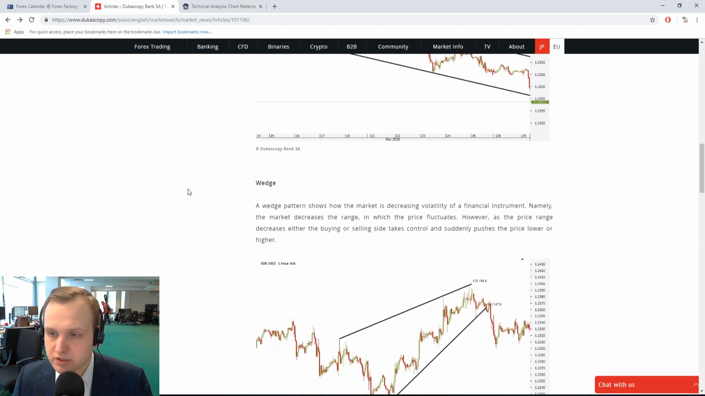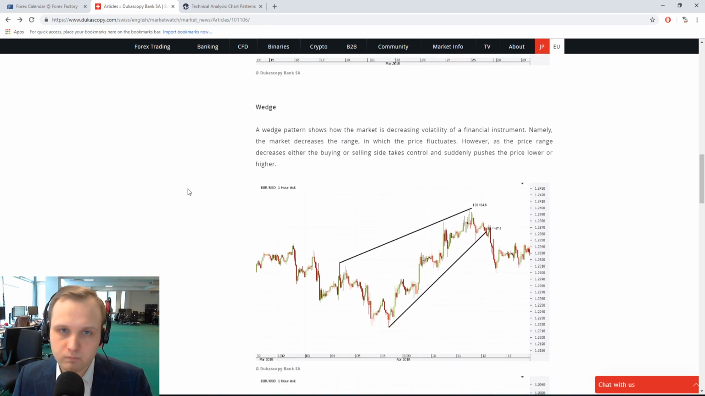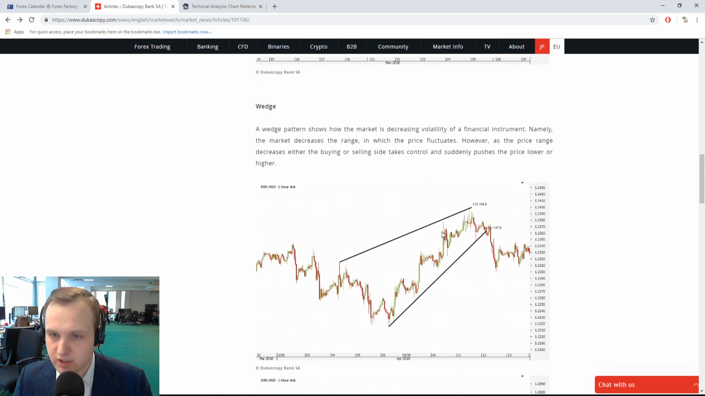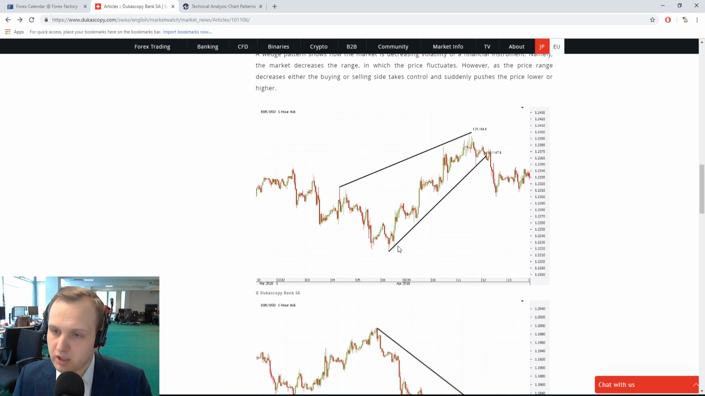Then we've got wedges. Personally, I hate wedges. I think wedges are drawn by someone who cannot see a trend and cannot see a channel. For example, in this EURUSD example, I can see clearly that you can draw a line around here and a line around here, and you can see that there is a channel. There was a previous channel here.